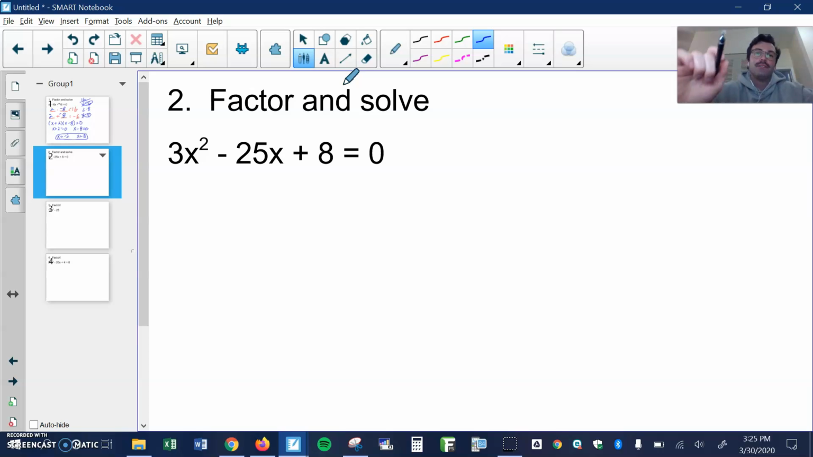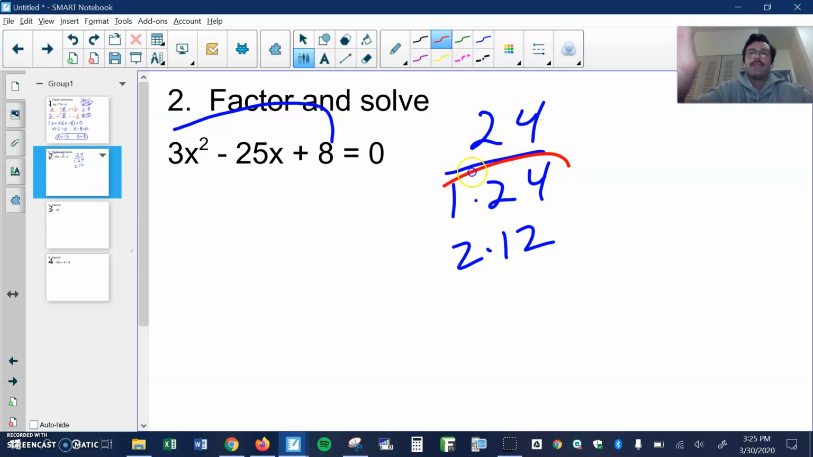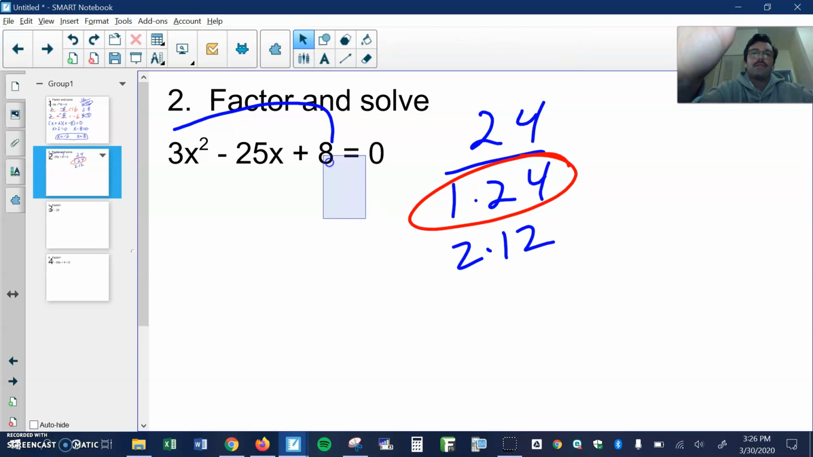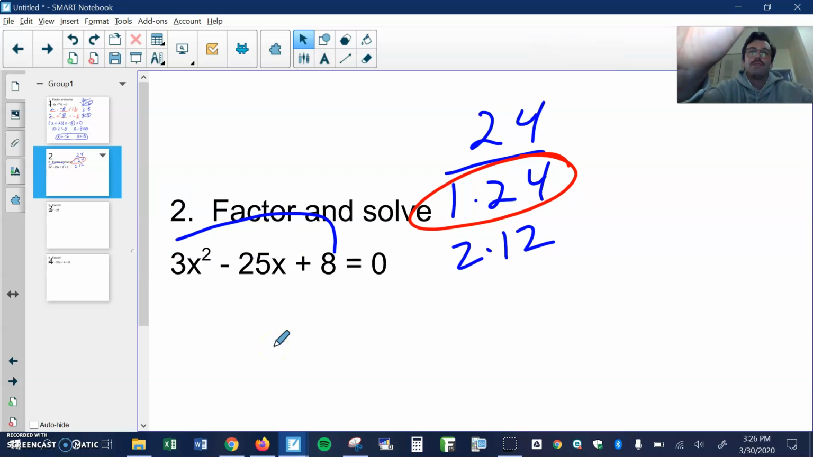That means we have to split the middle term, which means I'm multiplying the first number times the last to get positive 24. Now I think of the factors of positive 24 that will add to 25. Oh, do I need to keep going? I don't think so. It looks like I found my two factors. Now, remember, there are two methods to do this. I could do the algebraic method or the box method. I'm going to do both for you. So here I'm going to do the algebraic method first, and then I'll do the box method.